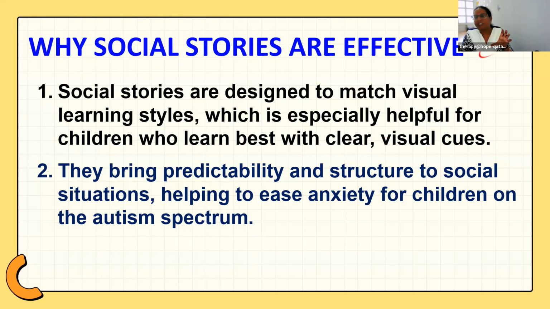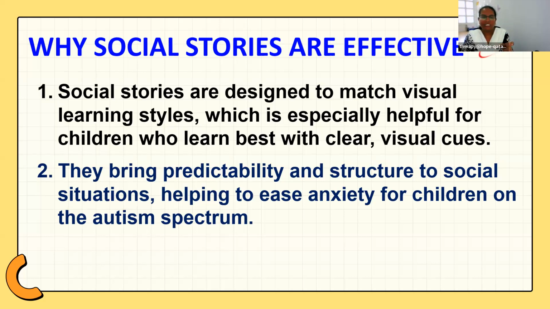When you're showing the pictures, the child is able to associate the picture along with the situation. Once the child processes this, whenever you take him to a mall or hospital or school, he is able to understand it. He is able to recollect it and then do it. So they bring predictability and structure to social situations. So you can predict what the next step is, what the child has to do.